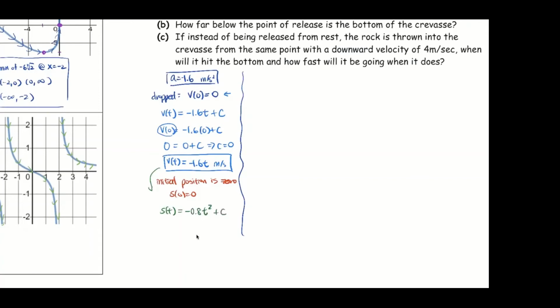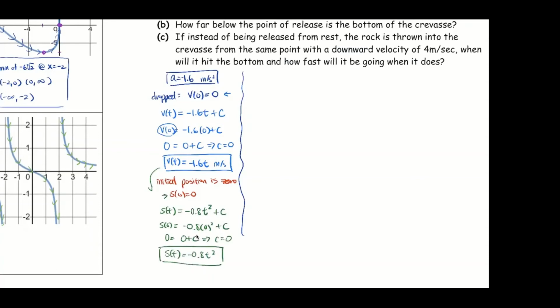Don't forget there's a c there, again a constant, right? Anytime you're able to go backwards, you have a constant. So now I got to plug in my initial condition here and say, all right, S of 0 is negative 0.8 times 0 squared plus c. So 0 equals 0 plus c. C equals 0 again. So now this is the most important thing: S of t equals negative 0.8 t squared.